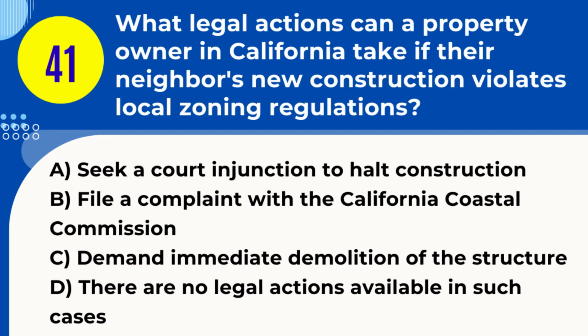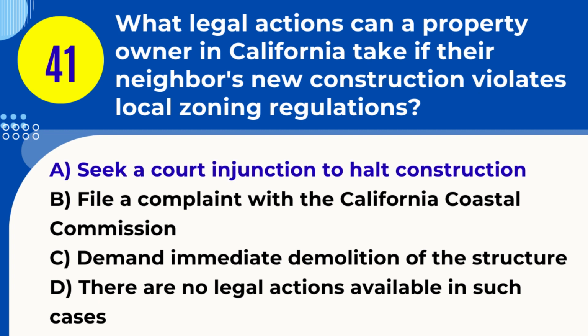Question 41. What legal actions can a property owner in California take if their neighbor's new construction violates local zoning regulations? A. Seek a court injunction to halt construction. B. File a complaint with the California Coastal Commission. C. Demand immediate demolition of the structure. D. There are no legal actions available in such cases.